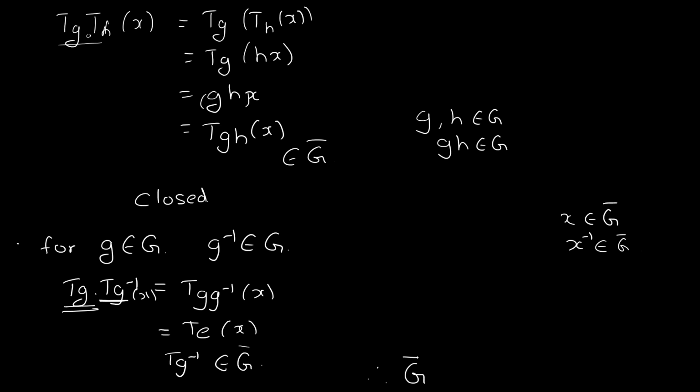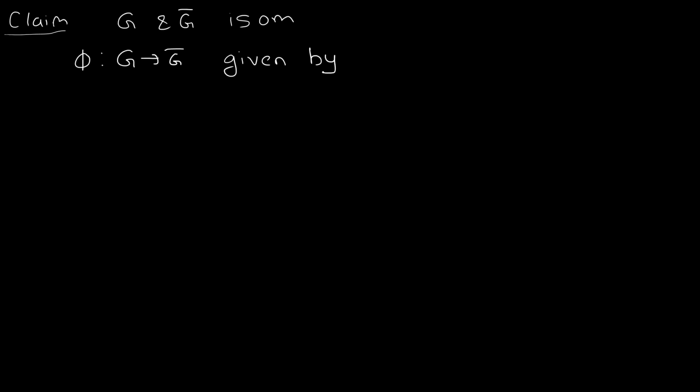All the conditions are being satisfied, therefore G bar is a group. Okay. Now what is my next target? Next target is to show that this G and G bar are isomorphic. That means I will construct a function phi from G to G bar, and show that phi is an isomorphism. This phi of g from G to G bar is given by phi of g equals Tg.